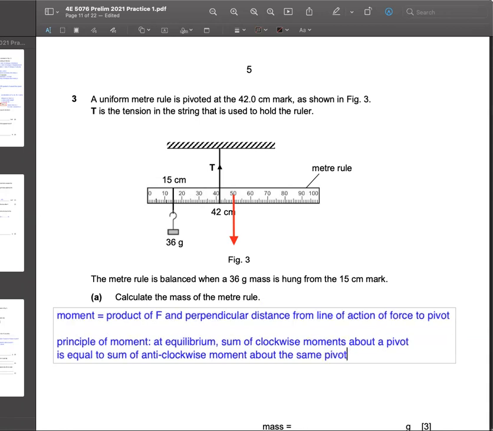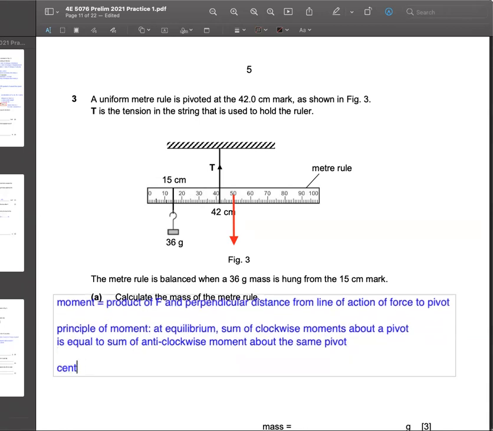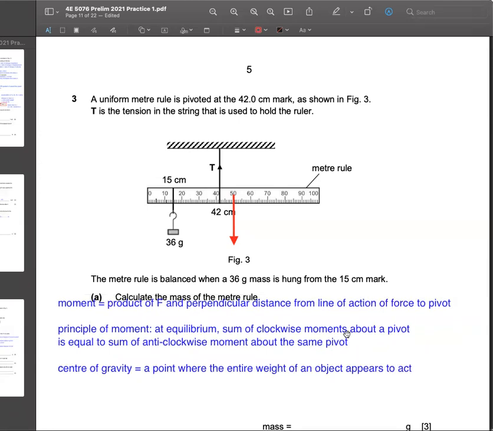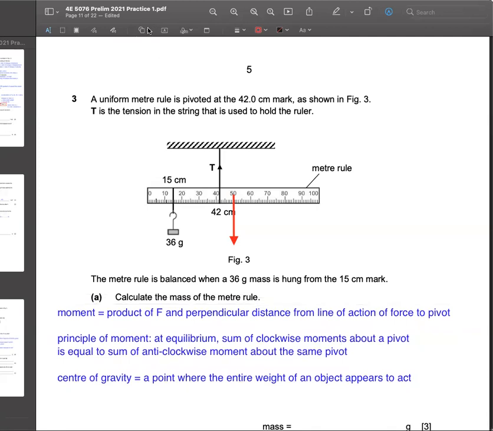Okay, then what is CG? Sorry, what is center of gravity? Center of gravity is a point where the entire weight of an object appears to act. Okay. All right. So if I give you one object here, where's the weight? The middle. Cannot say middle. The center. Okay.